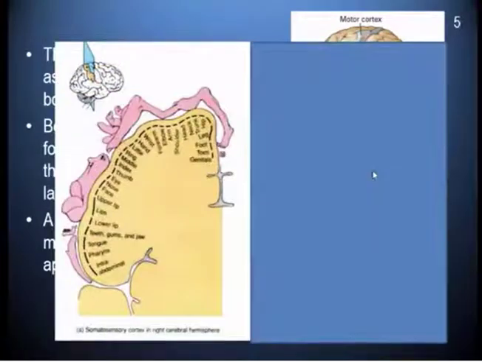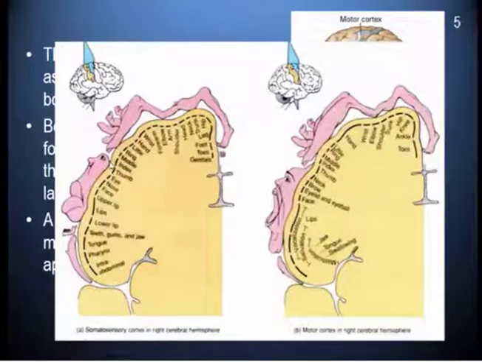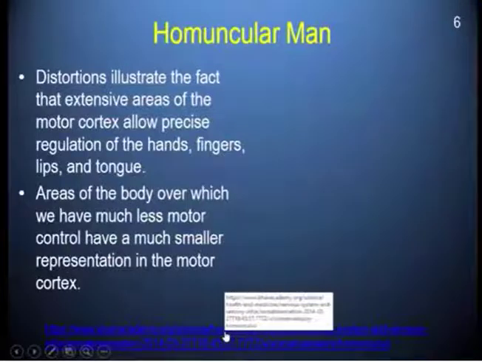So here again, just showing you this is the sensory, looking at the homunculus here. You can see the different areas that are sending information to be processed. Over here is the motor cortex, the motor homunculus. So again, mapping on similar areas, the face is in that same general area, where you're bringing information in versus controlling it. So the homuncular man, there are two.